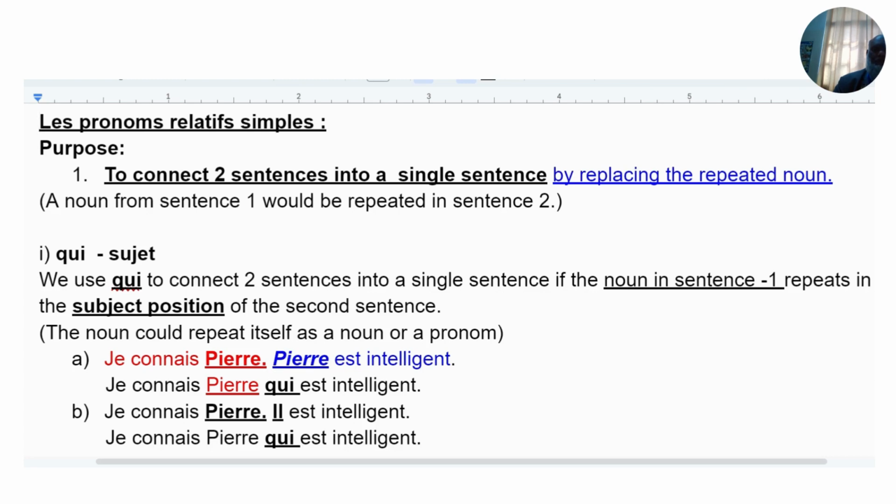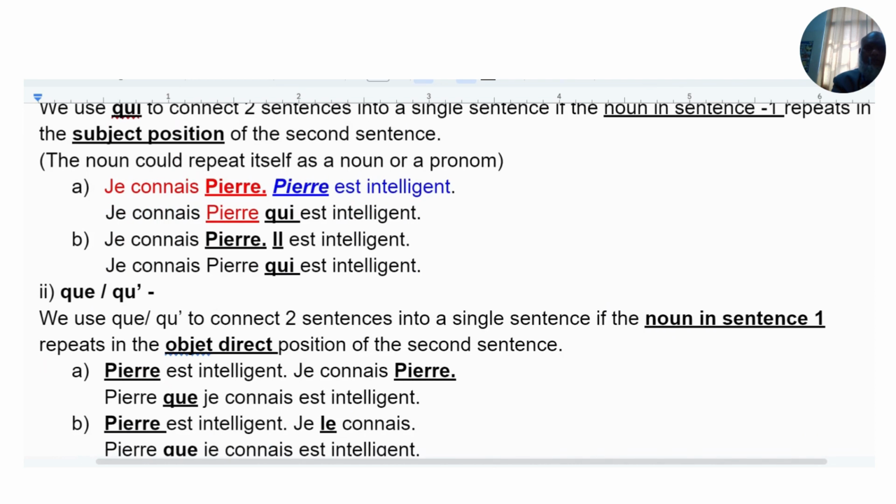Now let us see the relative pronoun qui. The relative pronoun qui is used when a noun from sentence 1 repeats in the subject position of sentence 2. Now let us look at the example. Je connais Pierre is sentence number 1. Pierre est intelligent is sentence number 2. We observe the noun Pierre from sentence 1 is repeating in the subject position of sentence number 2. So these two sentences can be fused using the relative pronoun qui.